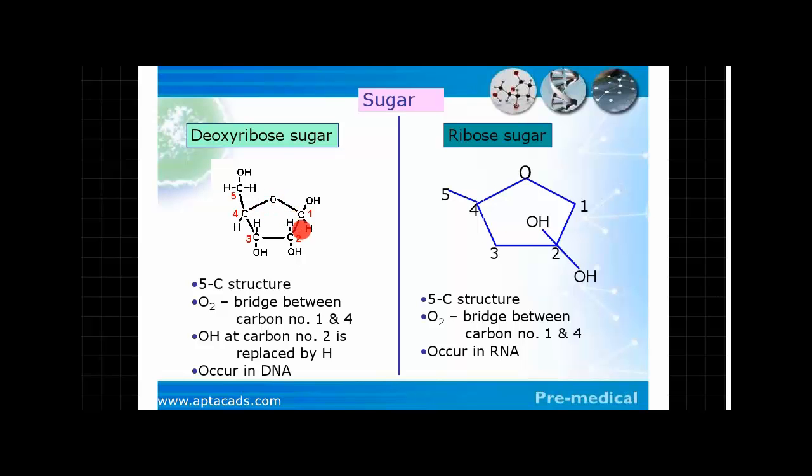The most important thing in case of sugar is the positioning of the carbon number 2. At the carbon number 2, in case of deoxyribose sugar, there is 1 hydrogen and 1 hydroxyl, whereas in case of ribose there are 2 hydroxyl groups. So it is the carbon number 2 which differentiates between deoxyribose sugar and the ribose sugar.